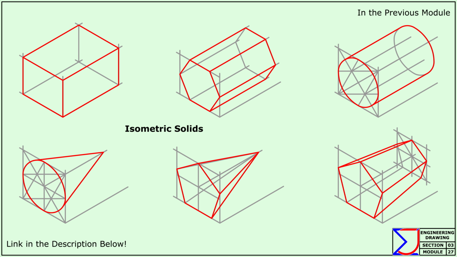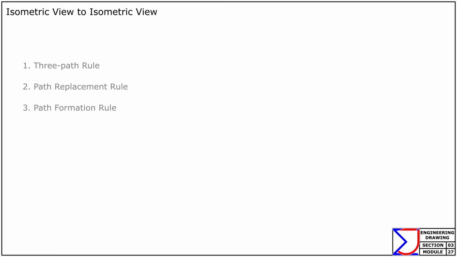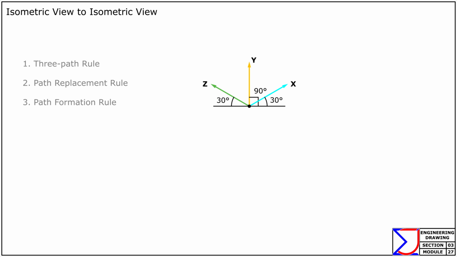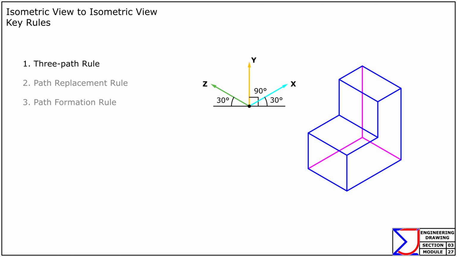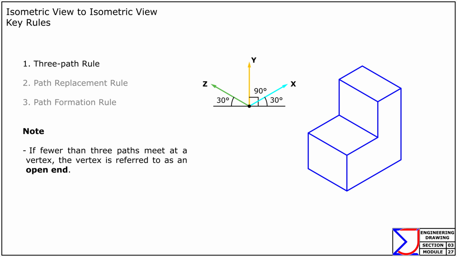This exercise introduces the process of replicating complex 3D shapes in isometric projection, building a solid foundation for more advanced tasks. With this understanding, let's move on to the key rules. 1. Three-path rule. Through each vertex, only 3 paths pass, each initially parallel to the isometric axes x, y, and z. 2. Path replacement rule.